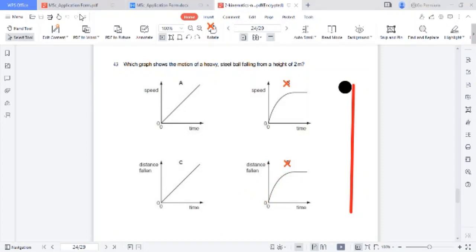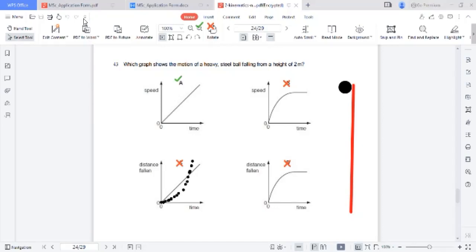So this option is also incorrect. As far as option C is concerned, it says the distance is uniformly increased. In reality, when an object falls, its distance-time or position-time graph would be, frankly speaking, like this. So that's why it's crossed. So we are left with only one option, which is the correct one.